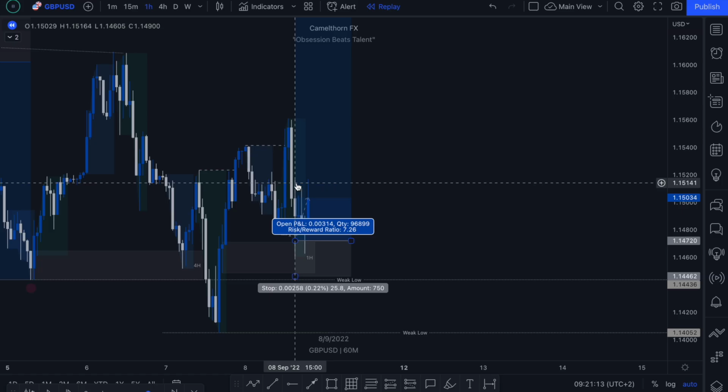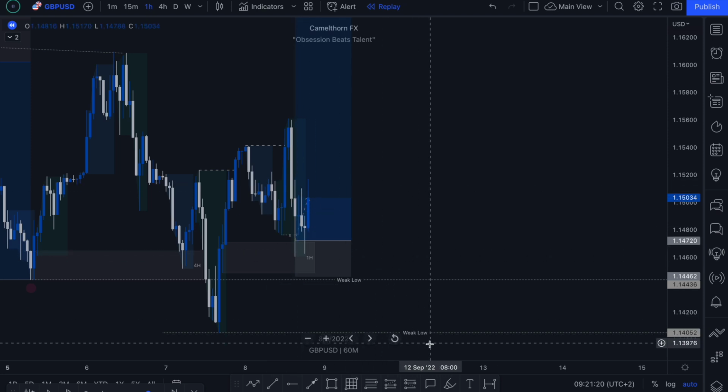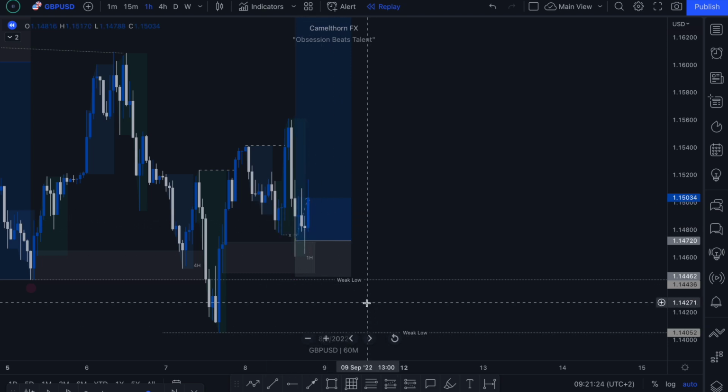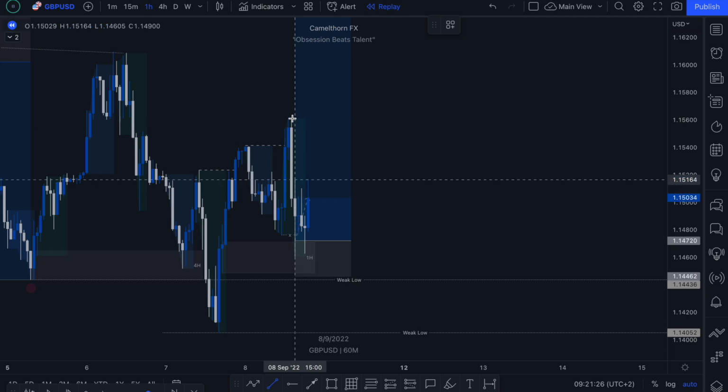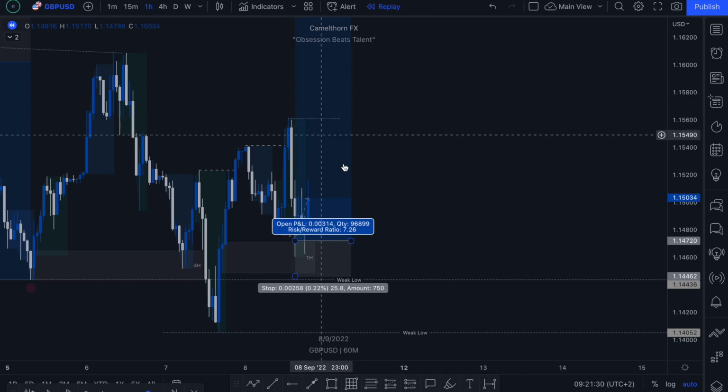Okay, now this occurred at the open of the New York session on the 8th of September. All right, so this was a Thursday. I took the decision to hold this trade overnight. Why? Because I was looking to break even at this point in here. All right, so that was my break even point.